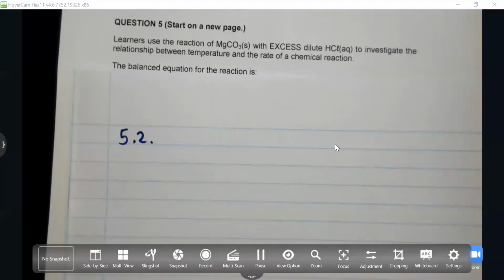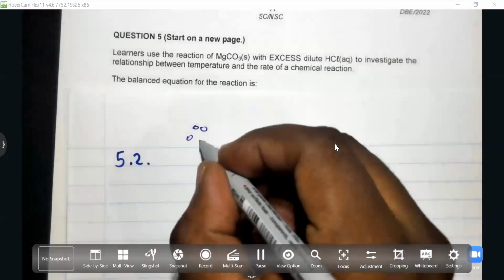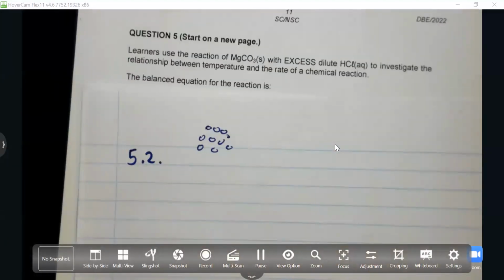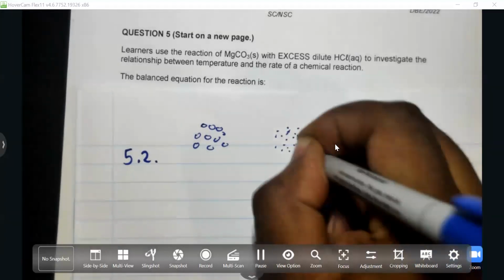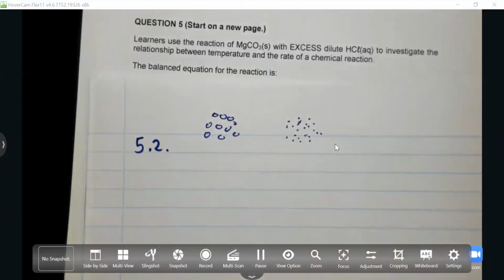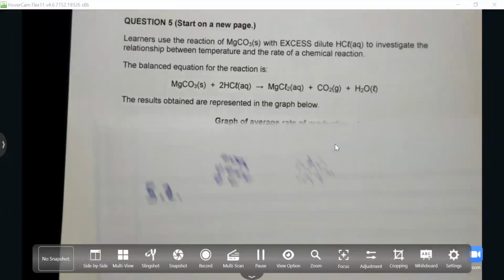So 5.2, because we are dealing with a solid, a solid would have a particular form or a particular surface area. If you go through your notes, you'll see that the higher the surface area of your solid that is reacting, the faster the reaction. So if your solid is granular, like these granular particles, the reaction would be slower than if your solid was fine particles, like that. Okay. So do you understand? So you can see what they're asking here.